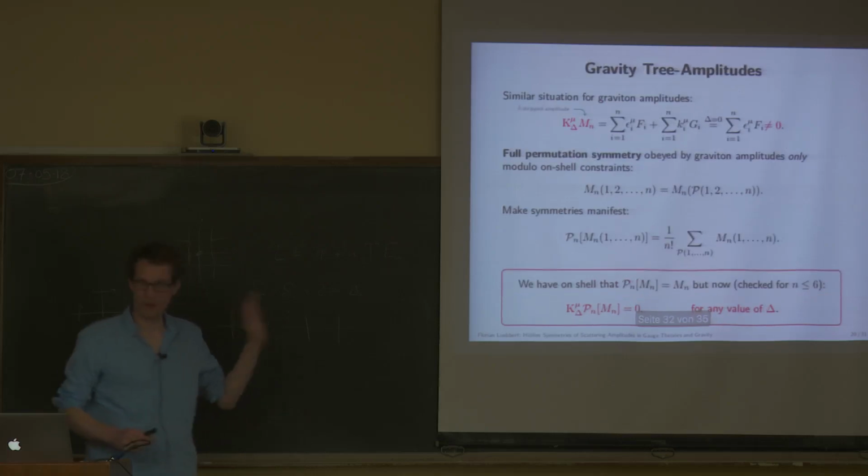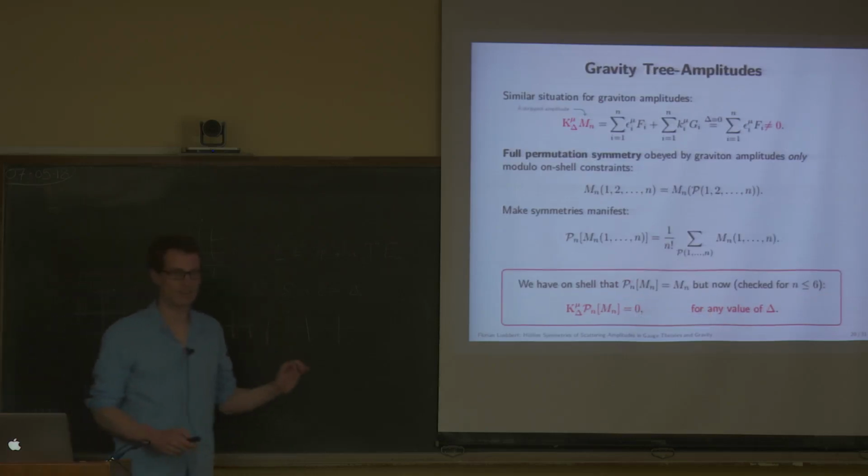Okay, now I want to do exactly the same for the gravity case. I take k, act on the graviton amplitude. Again, I don't find a 0 result, not even for delta equals 0, which would correspond to 2 dimensions, where I've seen that one might expect nicer things.